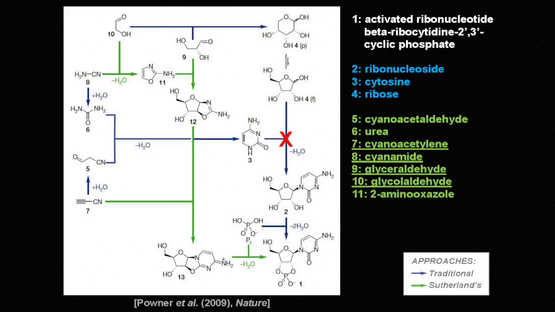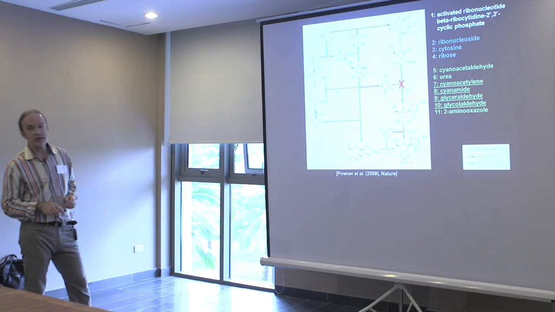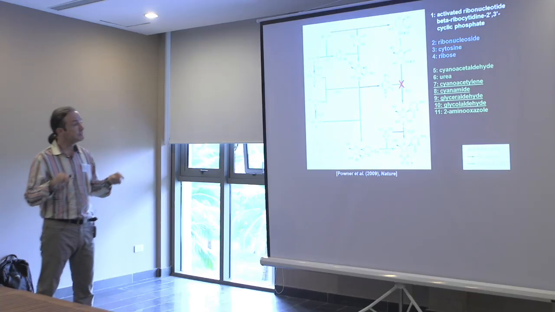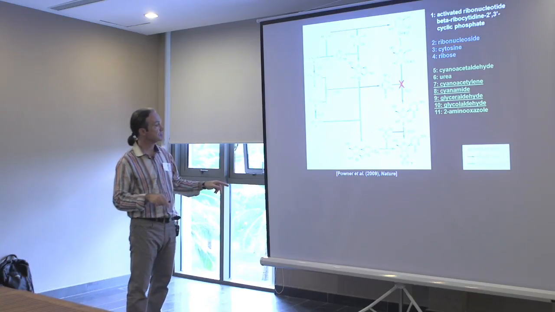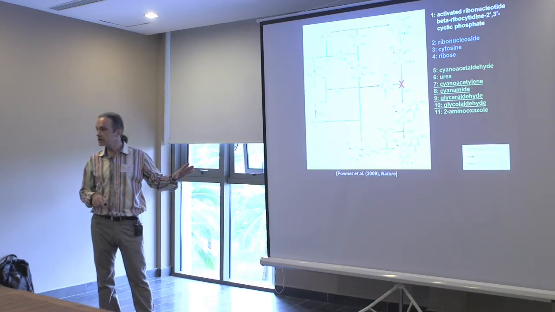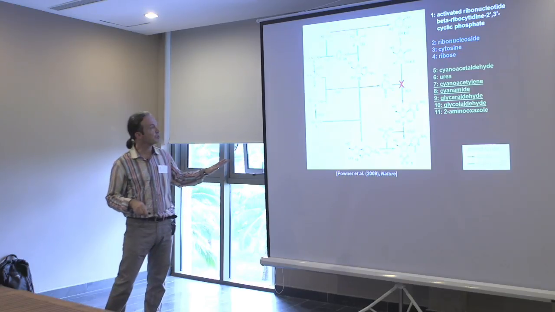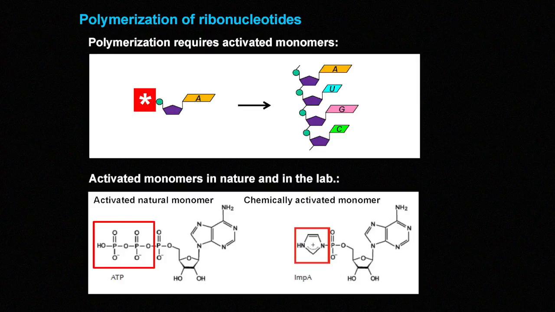Okay, perhaps nature didn't perform the synthetic process in that way. And the group of John Sutherland was able to show in 2009 that using these 4 small molecules, and here you have the whole pathway, you can go to nucleotides very efficiently. So this is a prebiotic model for the synthesis of ribonucleotides. So, okay, ribonucleotides could have been synthesized in the primordial world. Could they polymerize? Okay, because if you have a ribonucleotide, you need to polymerize to form RNA molecules.